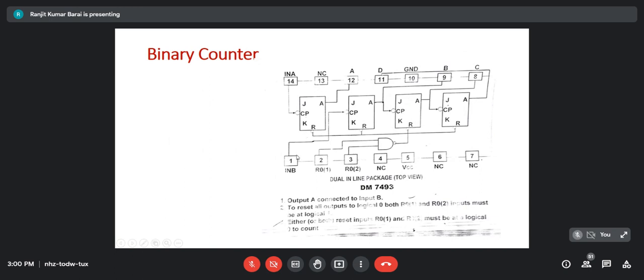And see the pin out diagram. This side has 7 pins, and the opposite side also has 7 pins. So it's a 14-pin chip, dual inline package. This is one line, this is one line. This is a dual inline package. The diagram is self-explanatory. You can understand the functionalities from here.